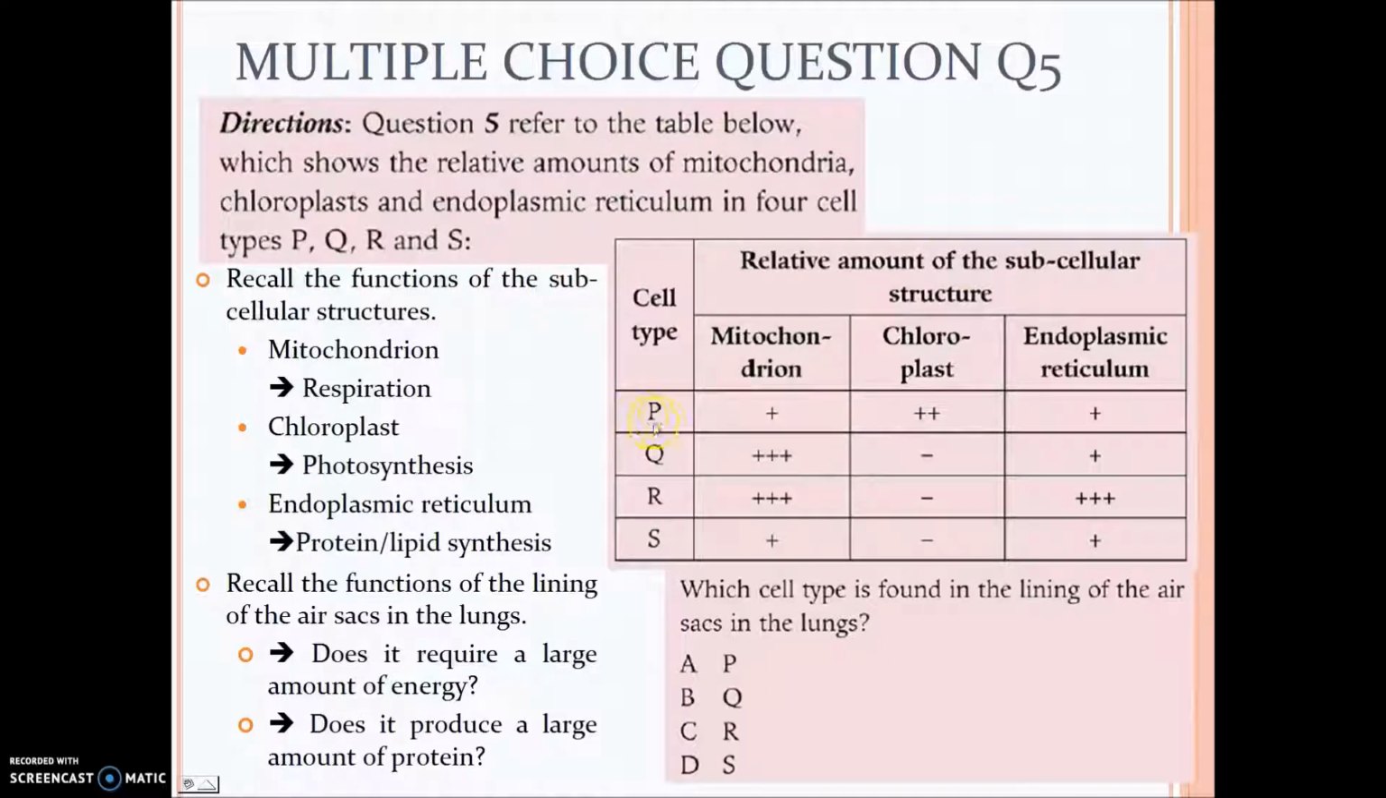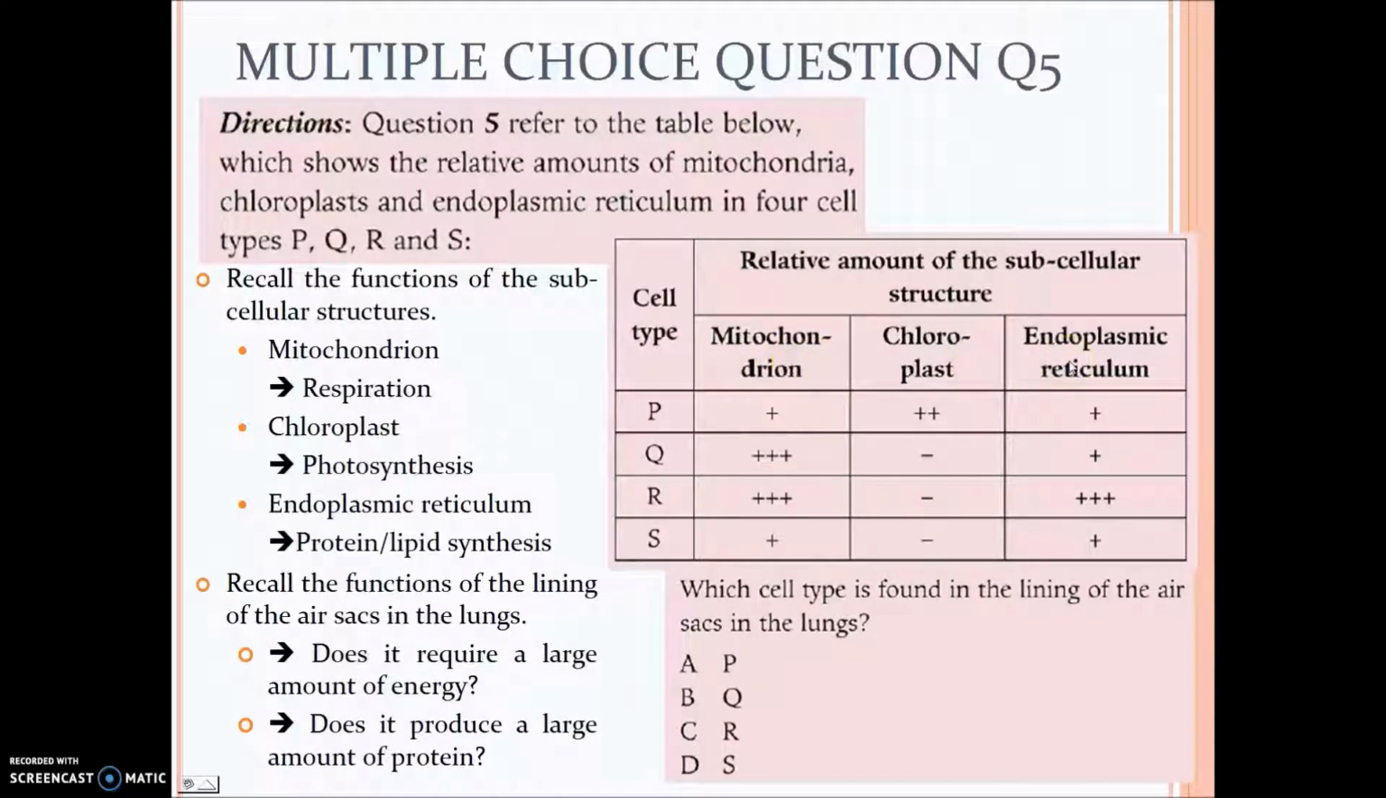So we have 4 types of cell, P, Q, R, S, and which cell type is found in the lining of the air sac in the lungs? That means the epithelium of the air sac. Remember the 1 cell thick structure. This is the lining of the air sac. That means epithelium.